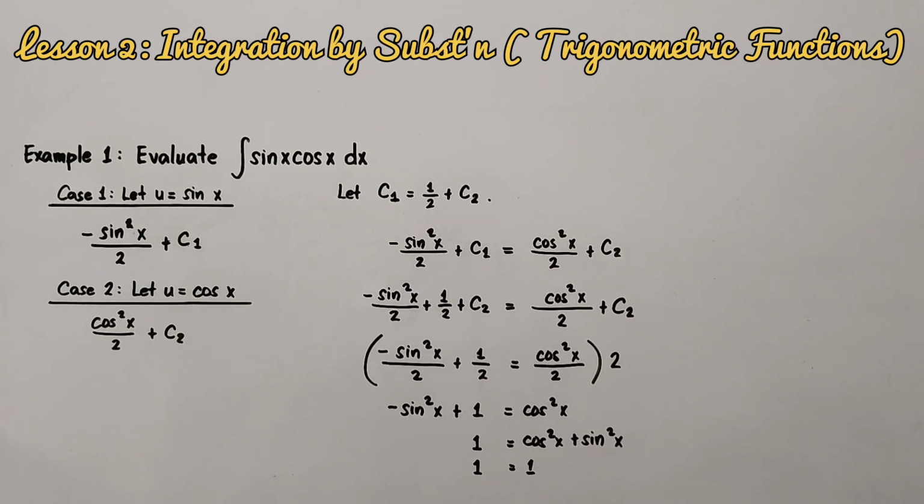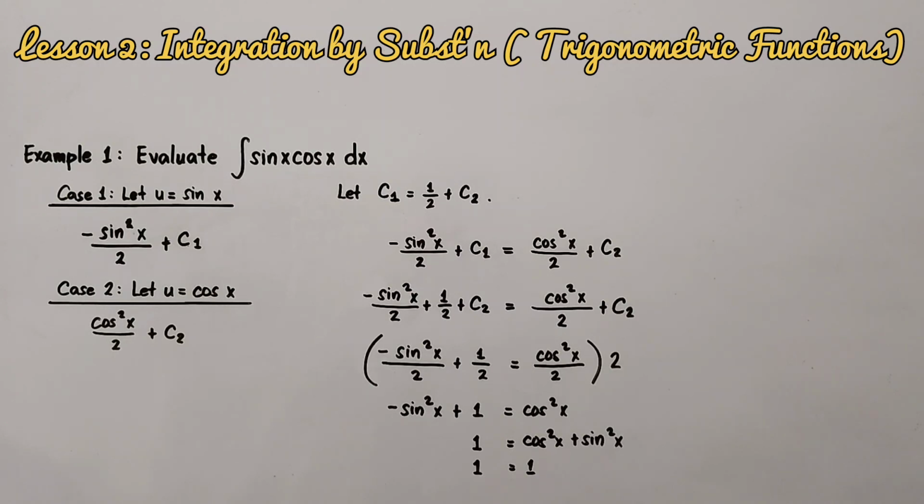That becomes negative sine squared x over 2 plus 1/2 plus c sub 2 equals cos squared x over 2 plus c sub 2. We can cancel the common c sub 2. The remainder becomes negative sine squared x over 2 plus 1/2 equals cos squared x over 2. We will multiply both sides by positive 2. That becomes negative sine squared x plus 1 equals cos squared x.